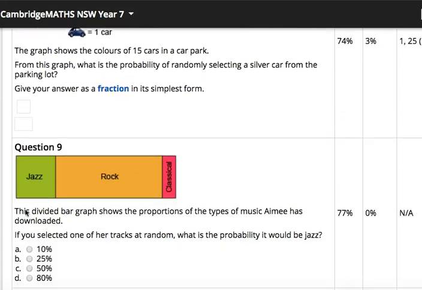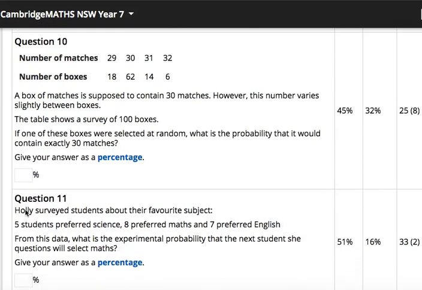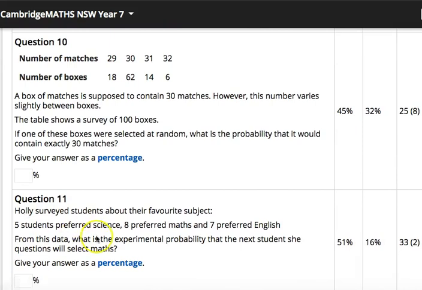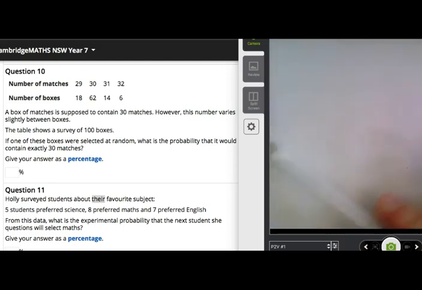Okay, the next one that I want to go through is question 10. A box of matches is supposed to contain 30 matches. We've got number of matches up here versus number of boxes. This means that there were 18 boxes with 29 matches, 62 boxes with 30 matches. However, this number varies slightly between boxes. So there were 62 boxes with 30 matches, but there were 14 boxes with 31. This will happen naturally in production, right? The table shows a survey of 100 boxes.